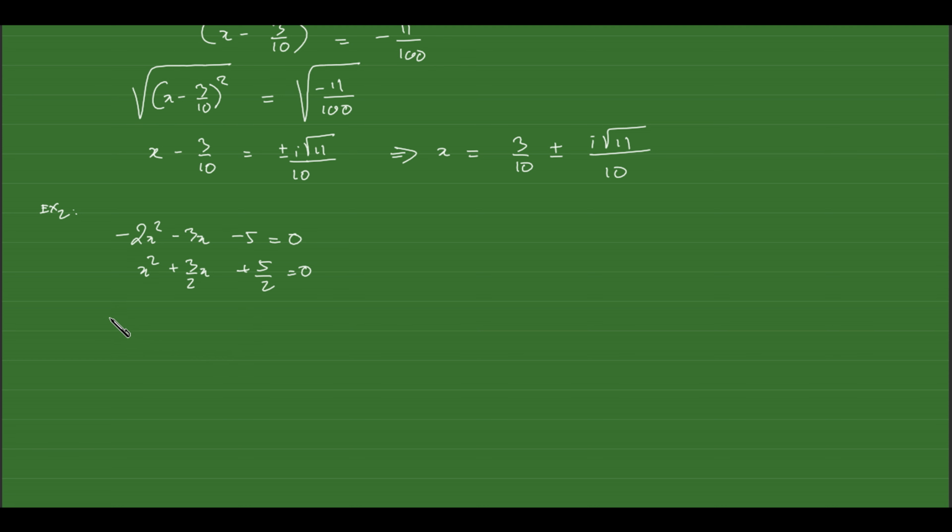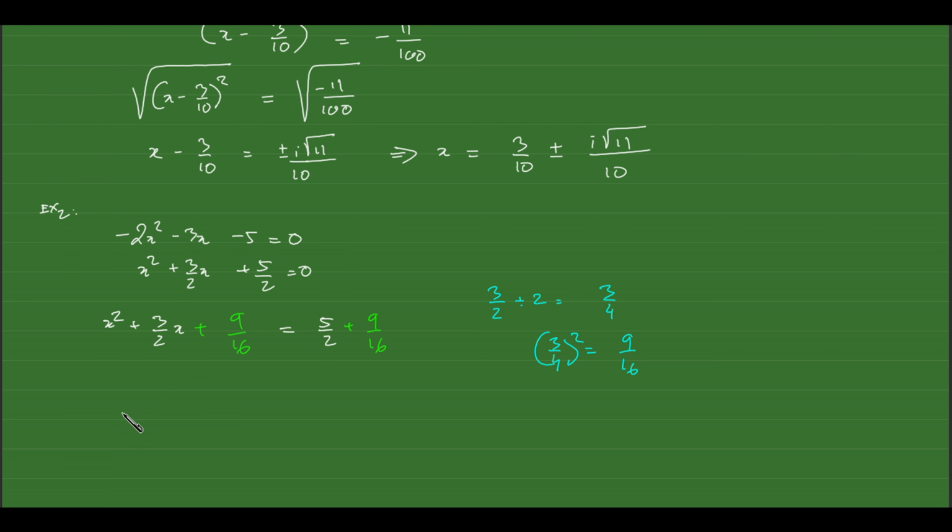Then, alright, kick 5 over 2 to the other side. Then you take this term, let's do it on the side, okay? Take this term, 3 over 2. You divide it by 2, which gives you 3 over 4. And you take 3 over 4 squared, which gives you 9 over 16. Here you go. So that is the number we're going to put there. 9 over 16.